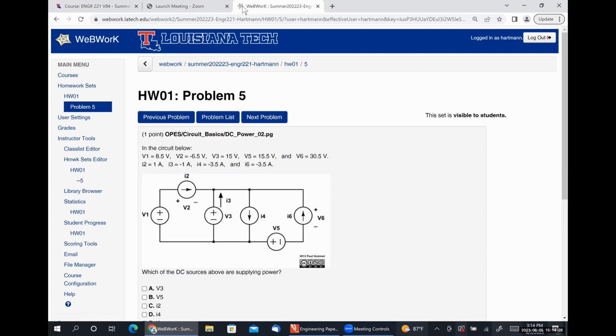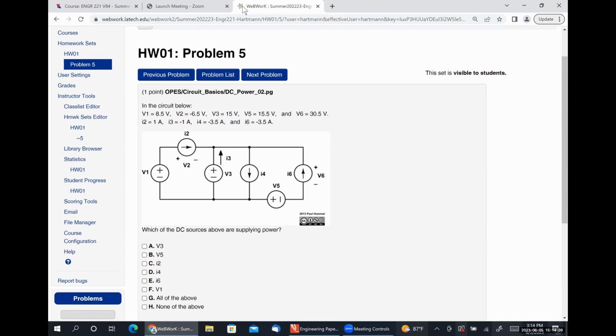And then this problem 5, this is the one that I actually get asked the most amount of questions about for this particular homework set. And it's because it is worded poorly. So it says, which of the DC sources above are supplying power? For some of you all, it will say which of the DC sources above are absorbing power. There is a word that is effectively missing here. It wants to know whether that is supplying or absorbing positive power. Okay, so we can look at this really quickly here.